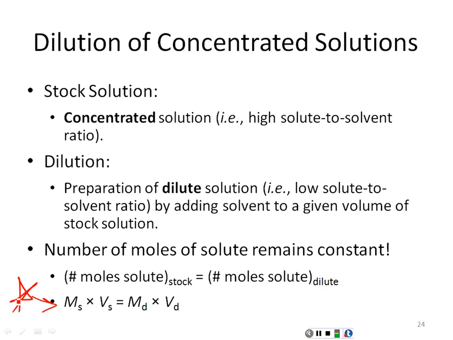So M in this equation stands for molarity. But I like writing this equation in terms of C, in terms of concentration. So you have concentration of your stock times the volume of your stock has to equal the concentration of your dilute solution times the volume of your dilute solution. And if you go through the units, on each side you have moles per liter times liters. So basically you have moles equals moles on both sides in this equation.